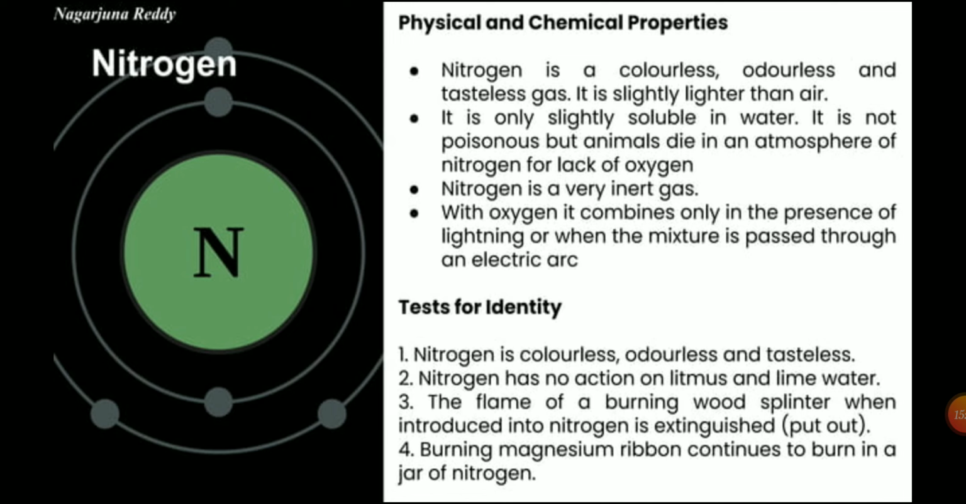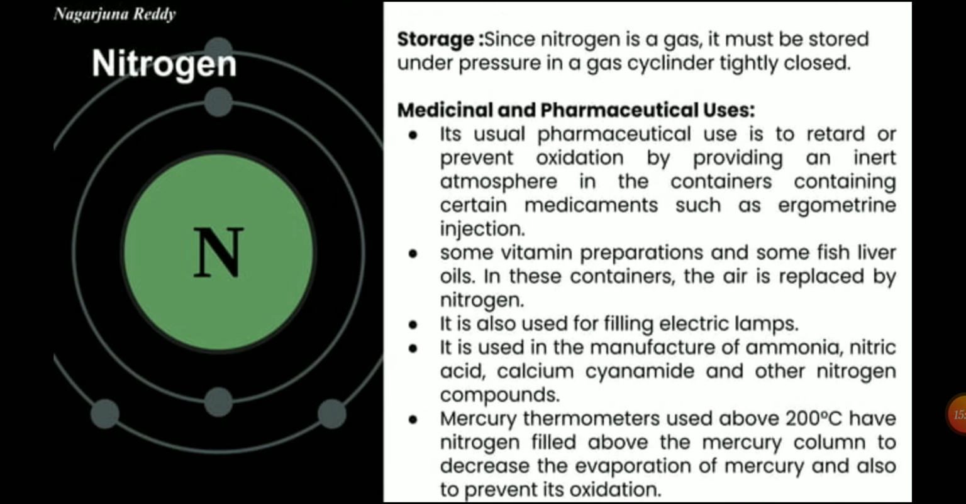The flame of a burning wood splinter, when introduced into nitrogen, is extinguished. Burning magnesium ribbon continues to burn in a jar of nitrogen. These are the identification tests.